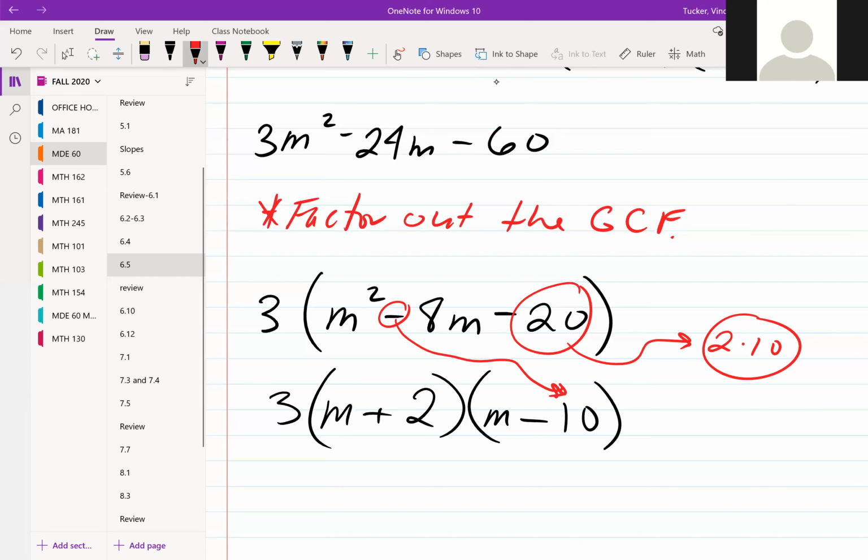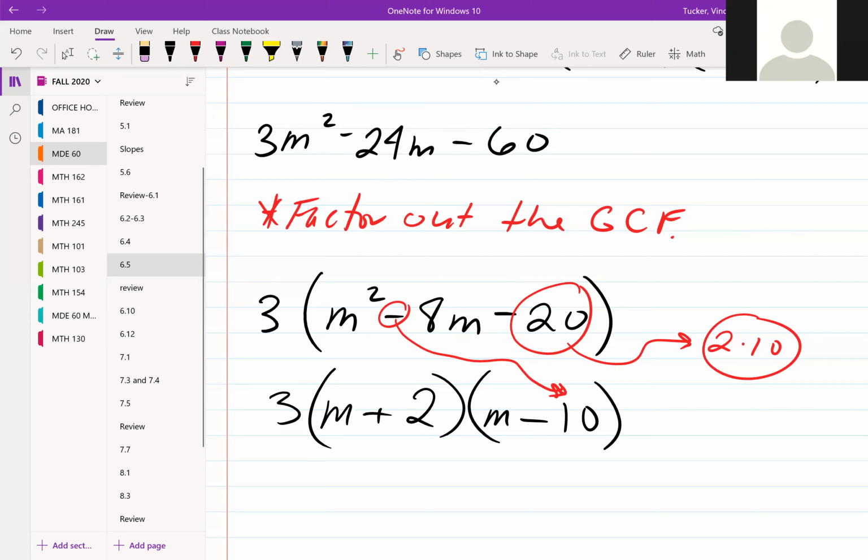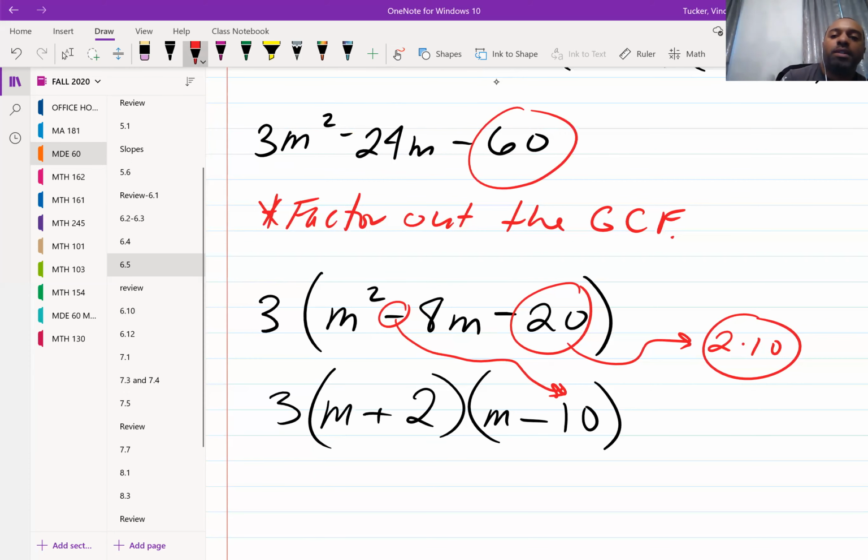Can you go over it again? I felt a little lost. Threw me for a loop with it. Okay, so the first thing we did is we took 3 out of each one of these terms originally. And so that's how that 3 got right here. 3 times m squared is 3m squared. 3 times 8 is 24. 3 times 20 is 60. So we didn't change the problem. We just pulled 3 out of each term.